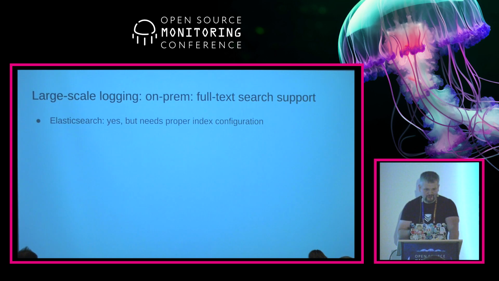What about full-text search support? Elasticsearch obviously supports full-text search, but it needs non-trivial configuration for indexing in order to work properly and fast. Grafana Loki also supports full-text search, but it isn't optimized for it, and a typical query with full-text search can take a lot of time on large amounts of logs.